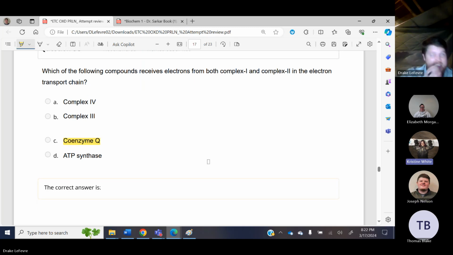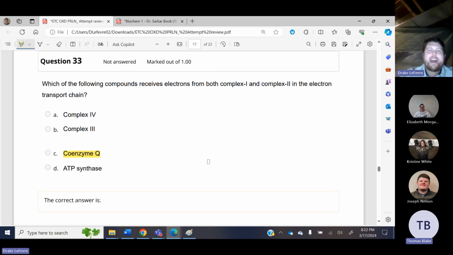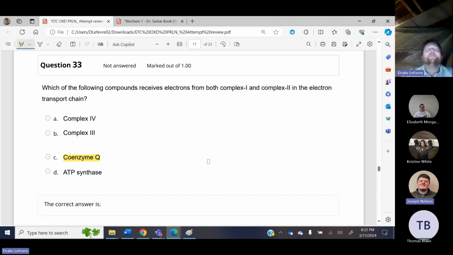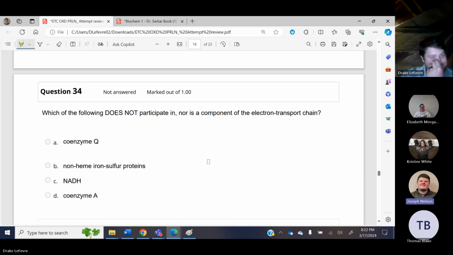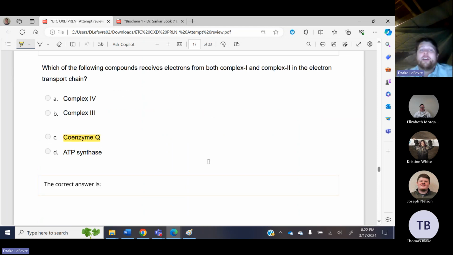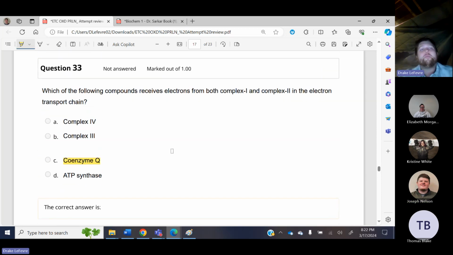I hate when teachers say that, like, but what's the best answer choice? It's stupid. But here we are. Technically, they are going to complex 3 eventually. Technically they're also going to complex 4 and the ATP synthase also, but true. Technically this is probably a really good lesson of demonstrating thought after the fact.